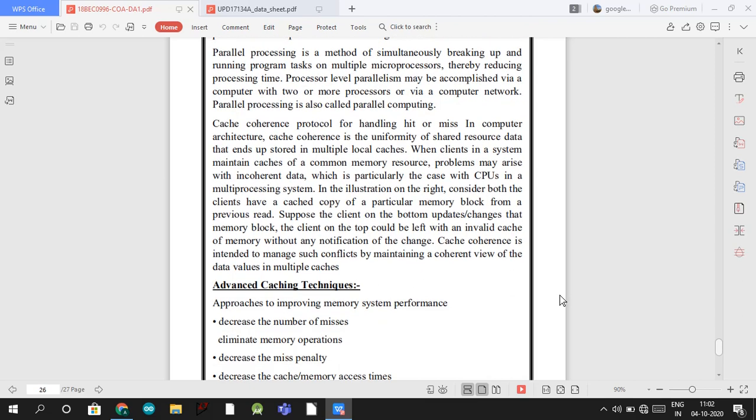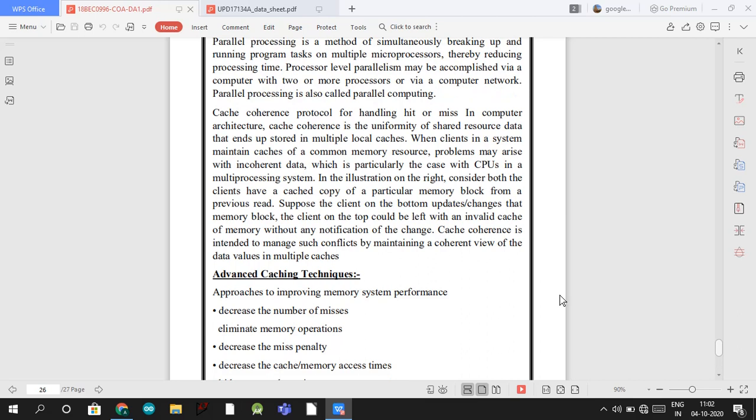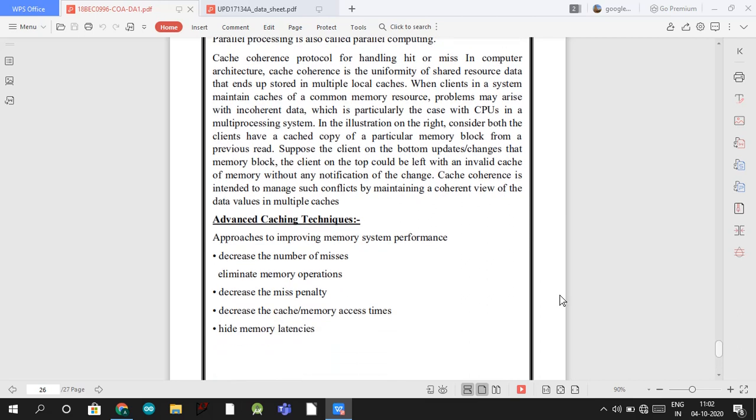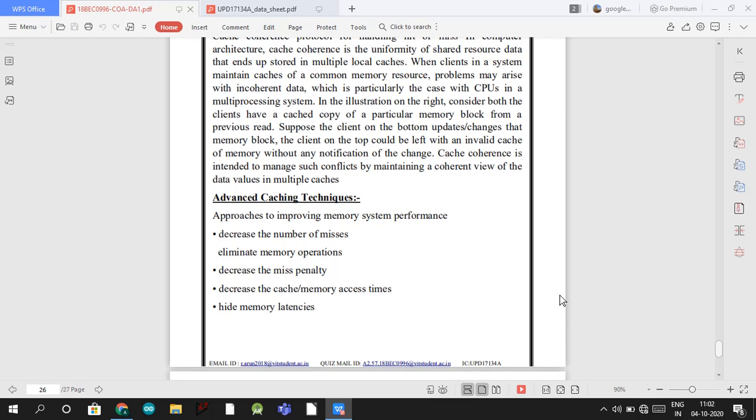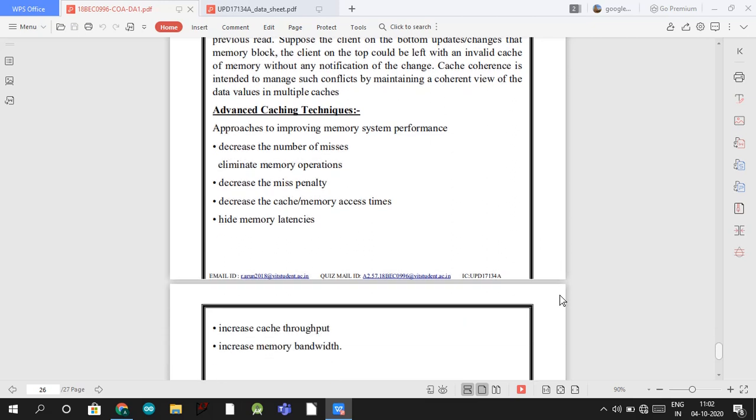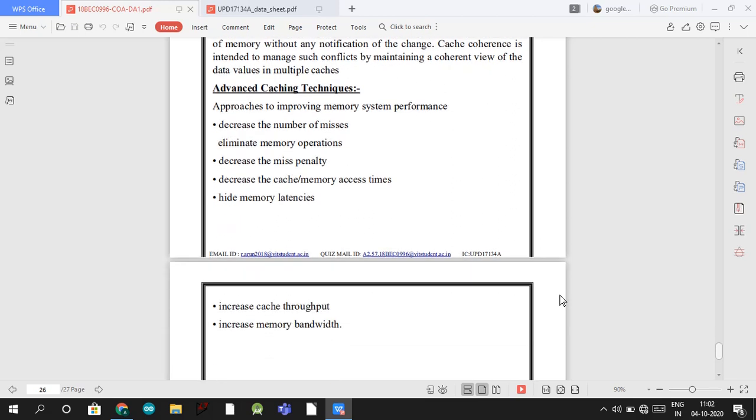So let's see what the advantages of caching techniques are. Some of the advantages are: decrease the number of misses, eliminate the misread memory operation, decrease the miss penalty, decrease the cache or memory access times, hide the memory latencies, increase cache throughput, and increase the memory bandwidth. So these are the advantages of using caching techniques.